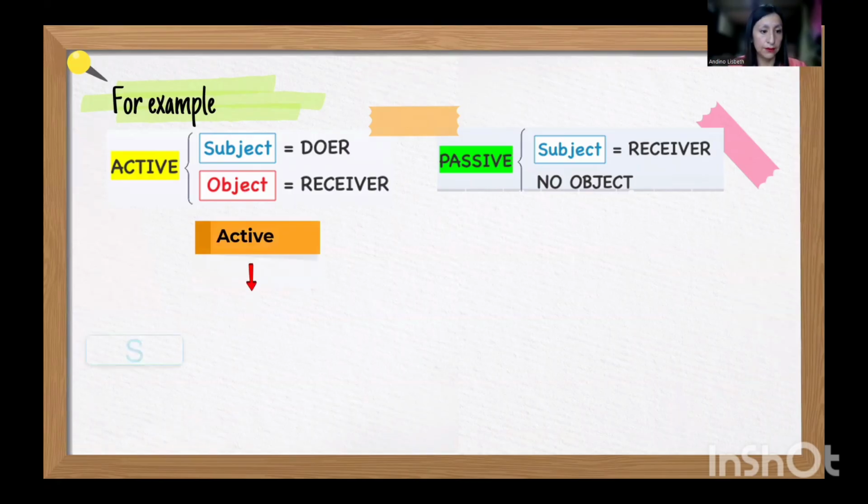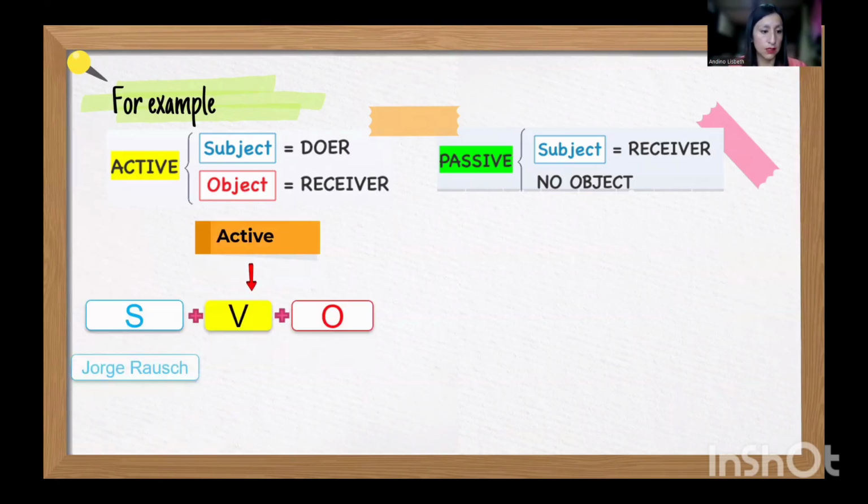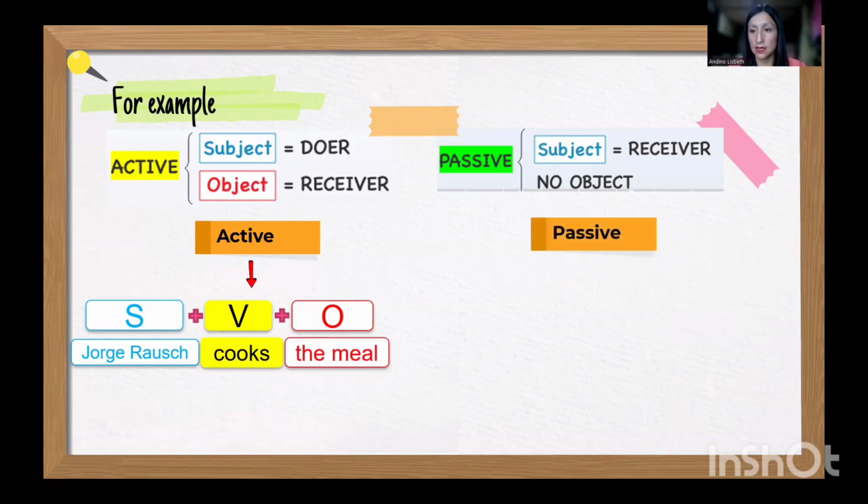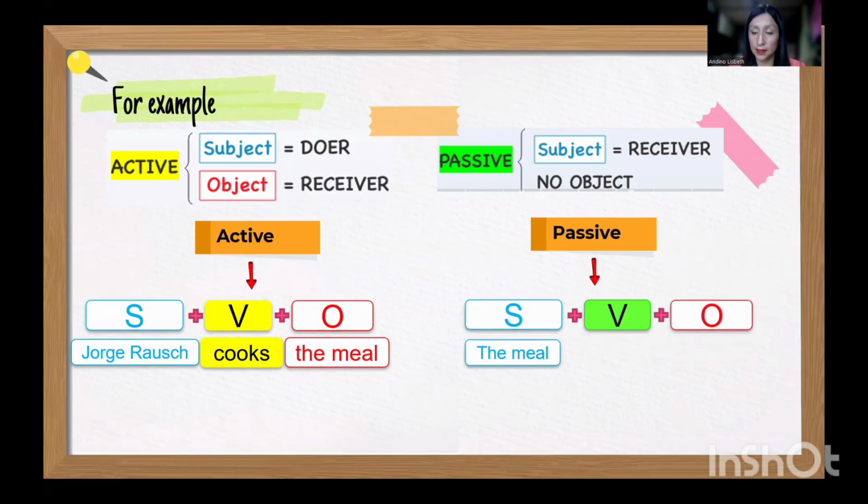Active, we have subject plus verb plus object. The sentence is Jorge Rausch cooks the meal. The passive of this sentence is subject plus verb plus object. The meal is cooked by Jorge Rausch. So it changed.